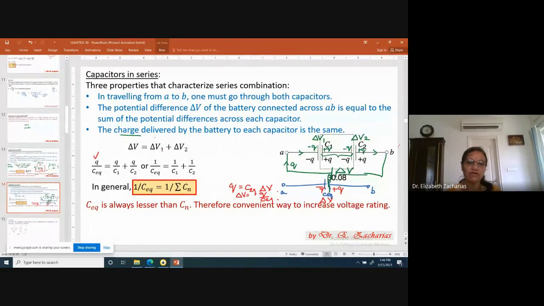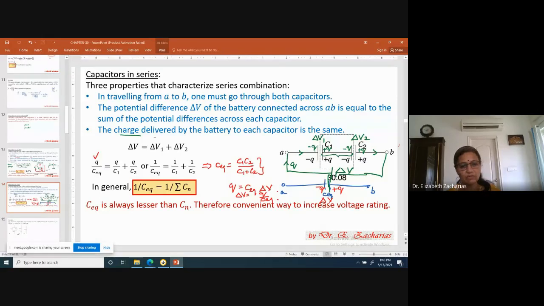Similarly, you can write delta V1 is Q by C1, delta V2 is Q by C2. Q becomes common, take it out and then cancel it out. So you get 1 by C equivalent is equal to 1 by C1 plus 1 by C2. Or I can say that C equivalent is C1 C2 divided by C1 plus C2. So this is the formula if it is just two capacitors. I can extend the same for any number of capacitors.